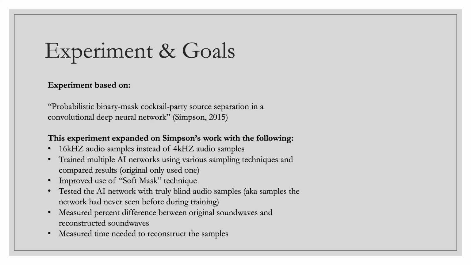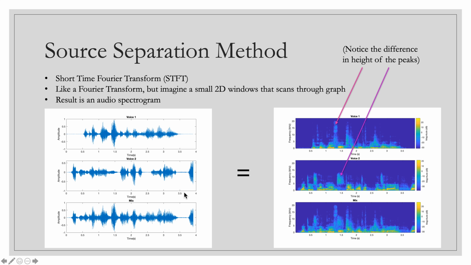with an iterative method. We're testing the AI network with truly blind audio samples. In his experiment, he only tested it with validation samples that technically the AI network had seen during training. So we're testing it with truly blind samples. We're going to measure the percent differences between the original waves and the reconstructed waves, and we're going to measure the time needed to reconstruct the samples. So we'll get right to how this whole thing works.